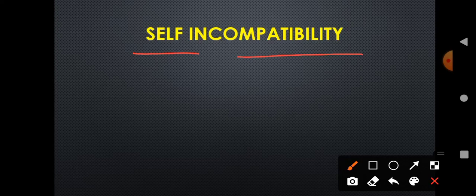What is self-pollination? Self-pollination is when the pollen of the same plant falls on the stigma of the same flower and results in seed formation. And when that process does not work and does not result in the formation of seed, then it is called self-incompatibility. That is, the pollens are functional and the self-pollination has also happened, but the seed has not been formed. So that is self-incompatibility, right?